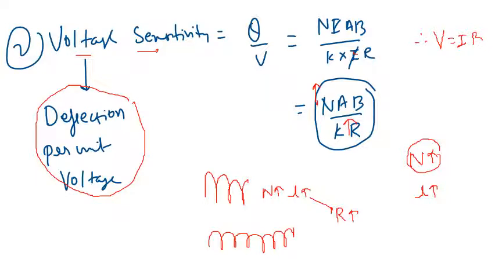So if someone asks you what will be the effect on voltage sensitivity if the number of turns is increased, no effect. So if the number of turns is increased, there will be no effect on voltage sensitivity. Current sensitivity will increase, but voltage sensitivity will not change, because if N is more, then R will also be more. So both will cancel out each other.